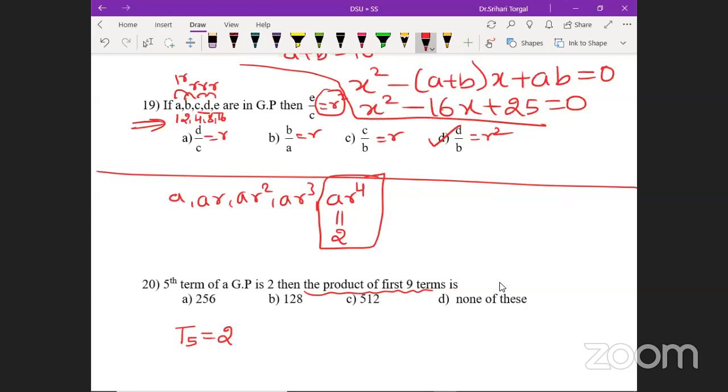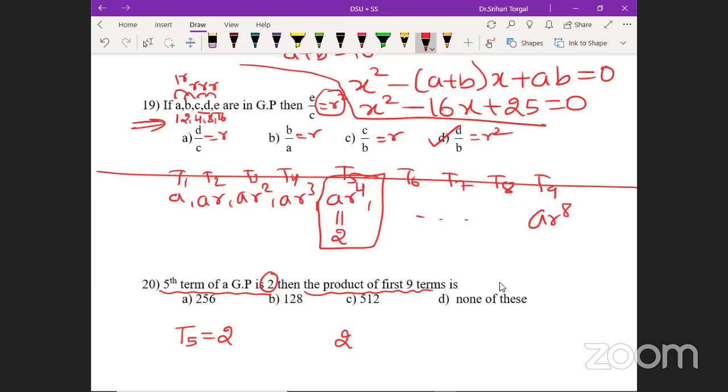Now we have to calculate the product of first 9 terms. This is T1, T2, T3, T4, T5, T6, T7, T8, T9. You have to multiply all these terms, and they are asking what is the answer. For that, from A up to AR power 8 you have to multiply. I'll tell you a very easy technique.